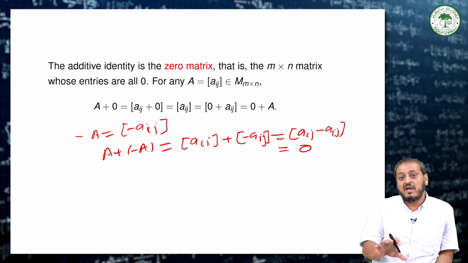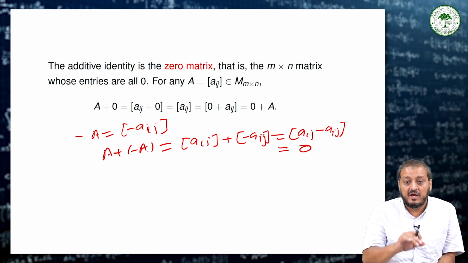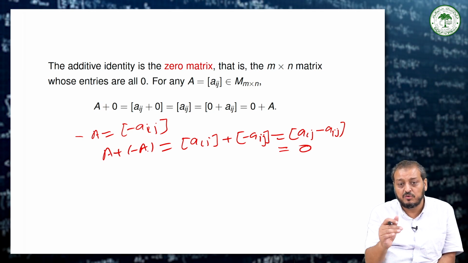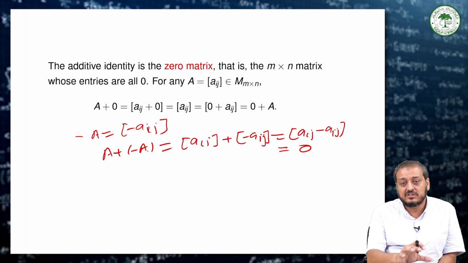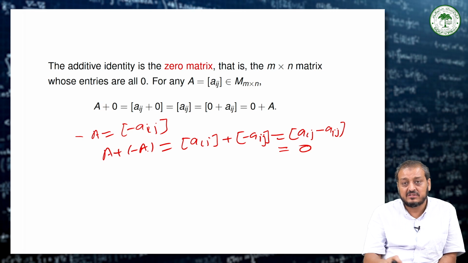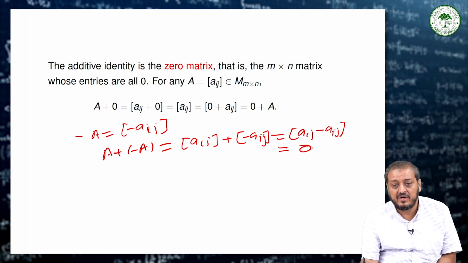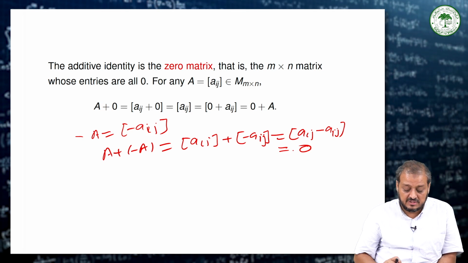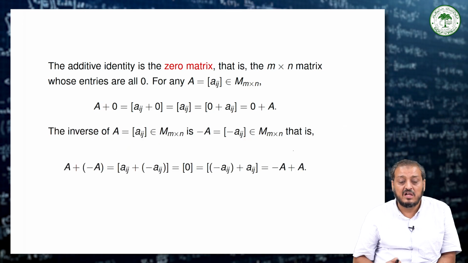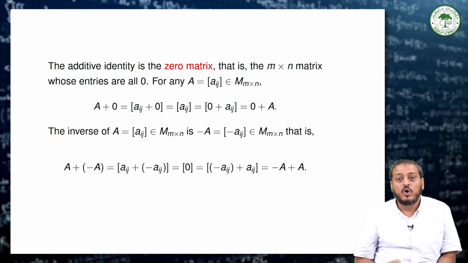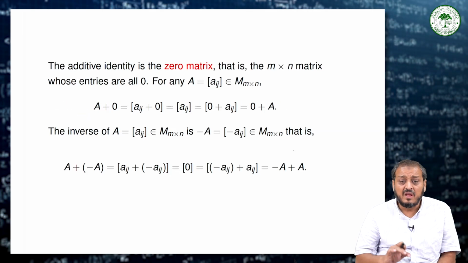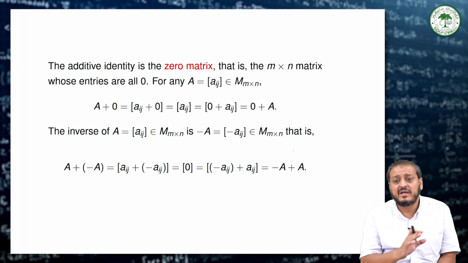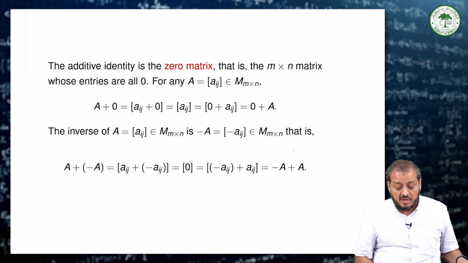This means that if A is an element of this set, then minus A also belongs to the same m by n matrix set. So A plus minus A gives the identity element, the 0 matrix. So in this case the inverses also exist. So we say that this set under matrix addition forms an abelian group.